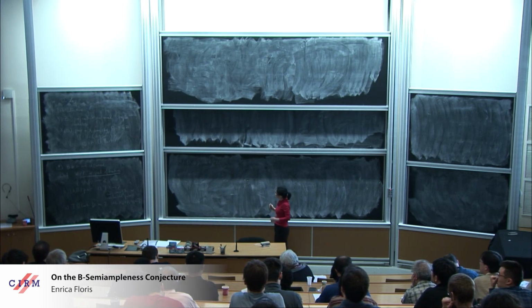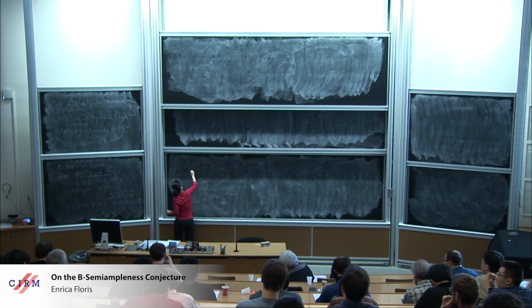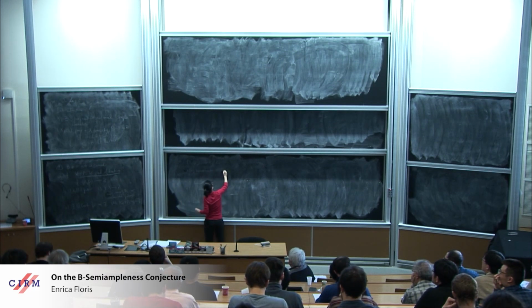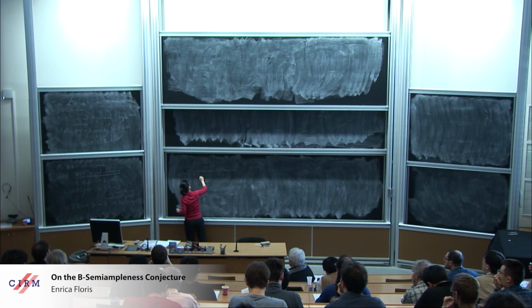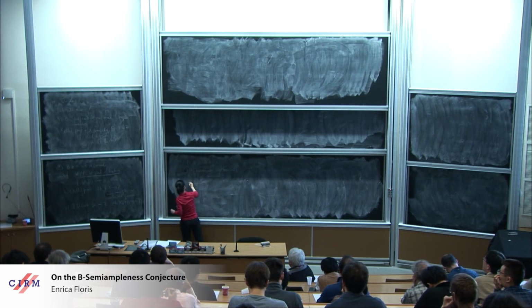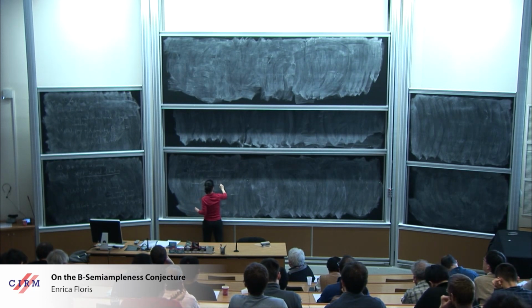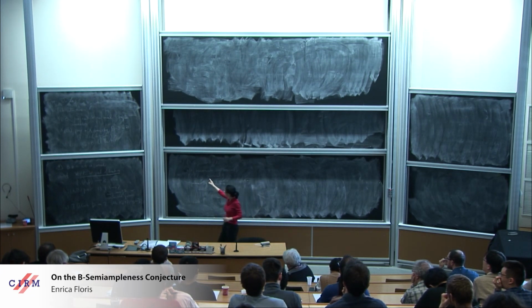LC has already been defined, but let me just recall that. KLT for Kawamata log terminal and LC for log canonical are regularity conditions. And they are regularity conditions that can be checked on the coefficients of B on a suitable birational model of X.